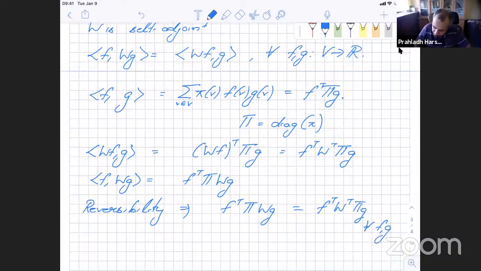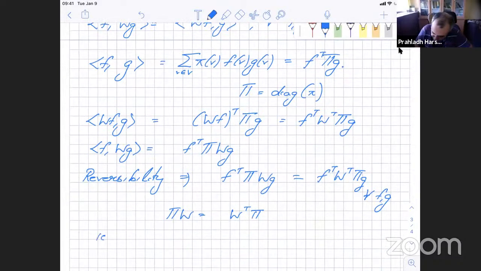This, if you notice, will just imply that pi W has to be equal to W transpose pi. Because you could set F to be the indicator of e_v and G to be the indicator of e_u, take this element by element, and you'll realize that these two matrices have to be the same. So this tells you that W transpose is exactly pi W pi inverse. So it's W pre and post multiplied by the appropriate diagonal matrices. One is the reciprocal of the stationary distribution, another is exactly the stationary distribution.